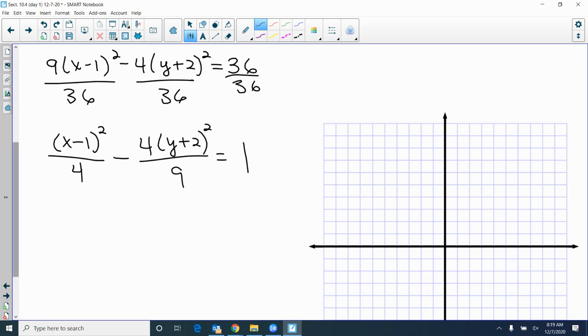Is the 4 still supposed to be up there? No, it is not. It should just be, and we don't want a coefficient in front of there, so thank you.